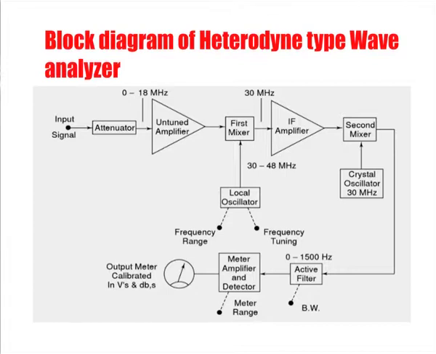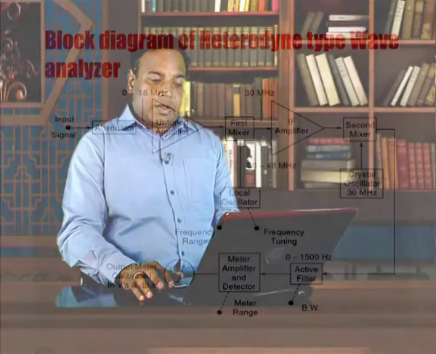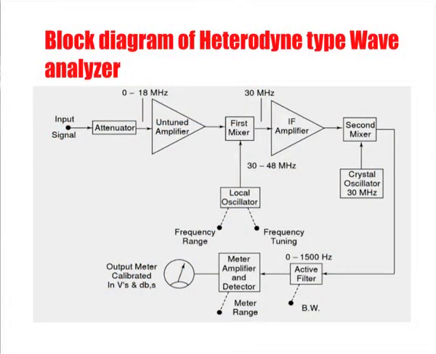Well, the input signal which is to be analyzed is fed to the attenuator. Again, it is a range multiplier. In case the peaks of the input signal are beyond the range, then we can attenuate them, or in other words, we can increase the range of the input signal which can be analyzed. Now, the attenuator provides the required input signal for heterodyning in the first mixer stage.